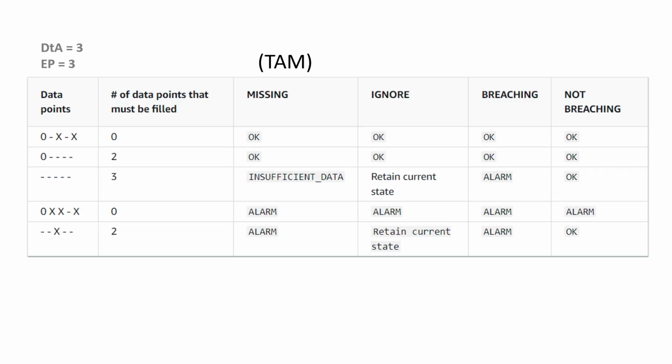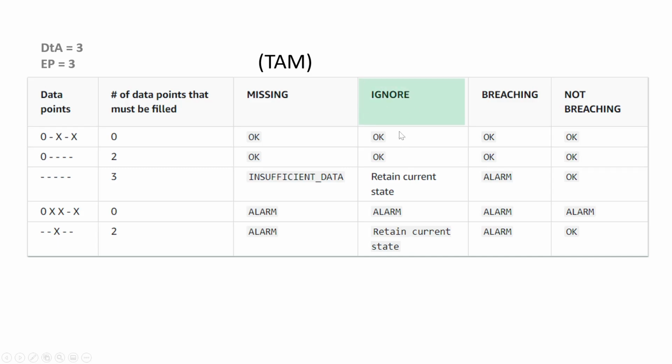Okay, so they provide these tables, which are quite intimidating at first in the docs, but we'll break it down, which show how the 4 courses of action come apart. So here we're assuming that we've got data points to alarm as 3 and the evaluation period is 3. So basically we want 3 breaching data points, and because the evaluation period is also 3, we look at the 3 most recent data points.